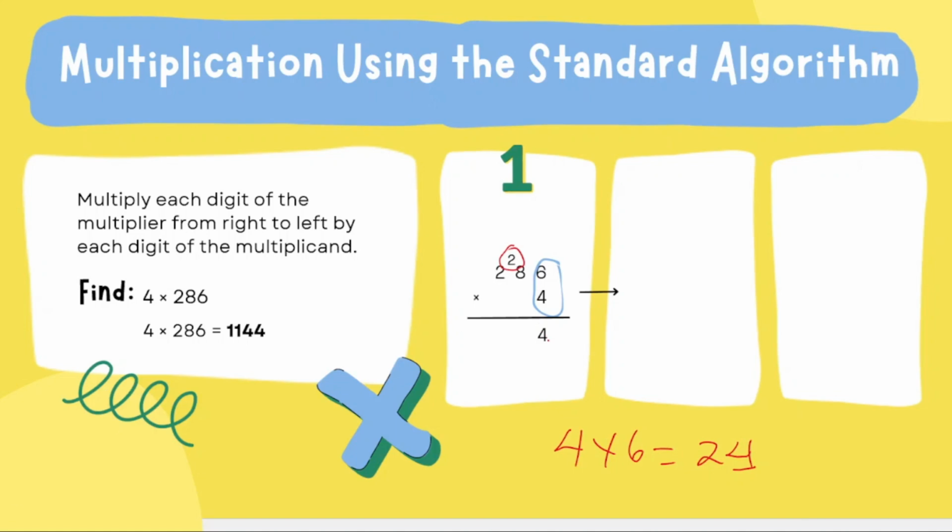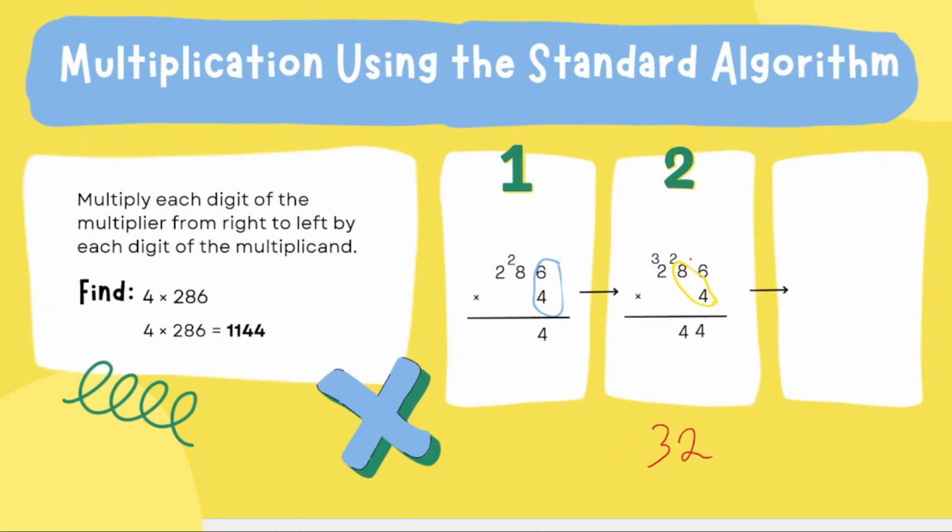The next stage, step 2, is 4 times 8, and that gives us 32. We have the 2 here, so we add the 2 to it, and that gives us 34. For 34, we write 4 and we carry 3 to the next stage. That's why we have the 3 here. I hope I'm with you.